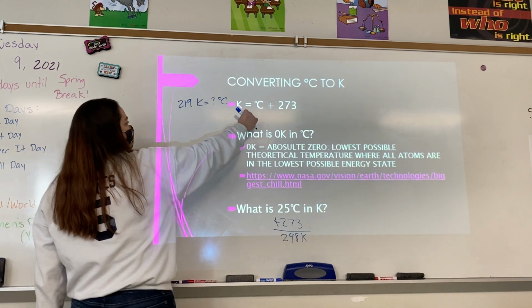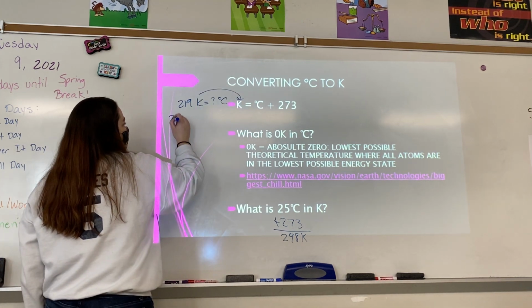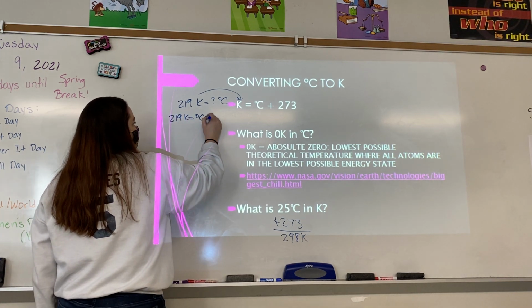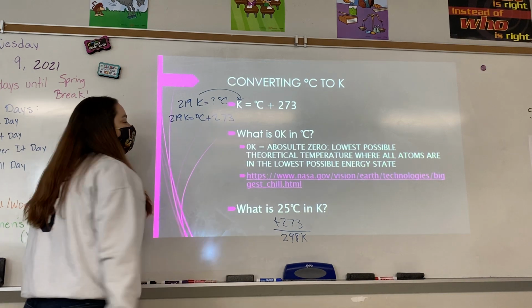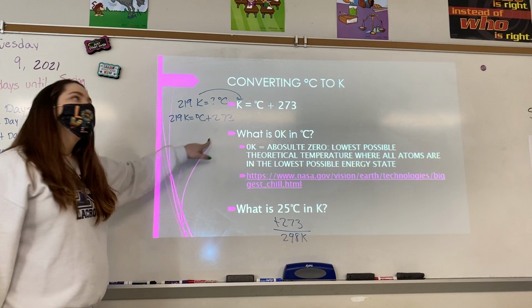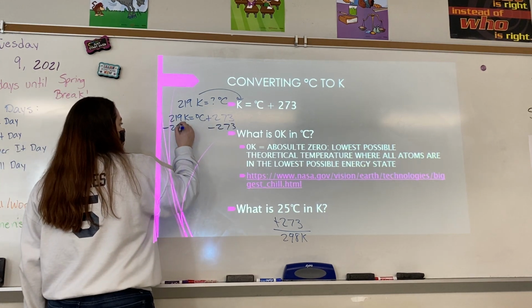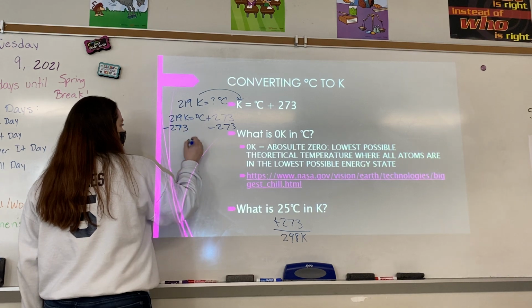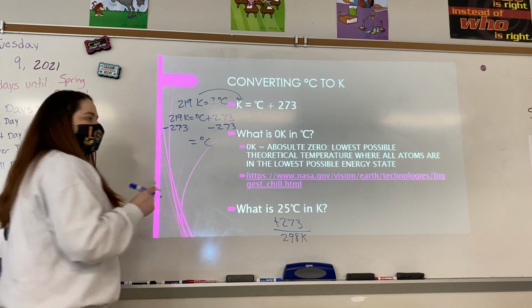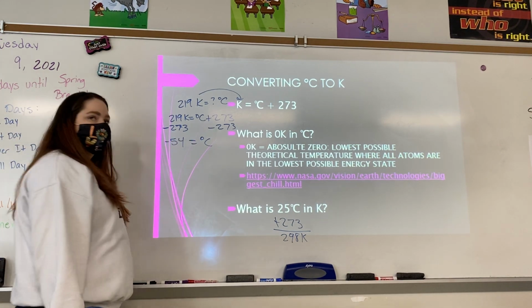So if you use this formula and you plug in this number here, you would have 219 Kelvin equal to degrees Celsius plus 273. You're solving for degrees Celsius, so what would you do to this number? Subtract it. So minus 273 on both sides. And that would give you your answer in degrees Celsius, whatever it is. Negative 54.